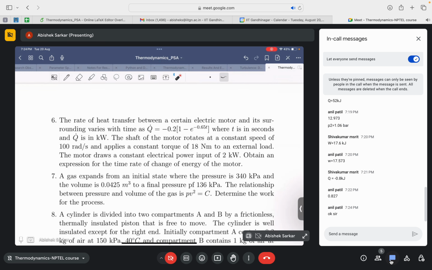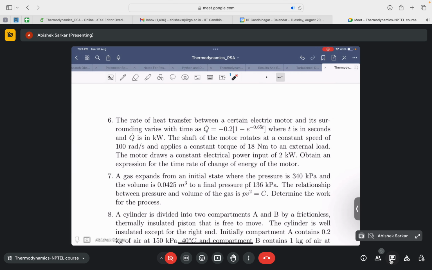Okay, so question number 6 is slightly interesting. It's not that difficult, but an interesting question nevertheless. The rate of heat transfer between a certain electric motor and its surrounding varies with time as Q dot is equal to minus 0.2 times (1 minus e to the power 0.65 t), where t is in seconds and Q dot is in kilowatts.